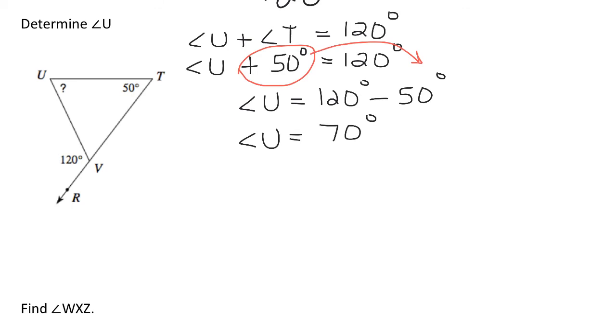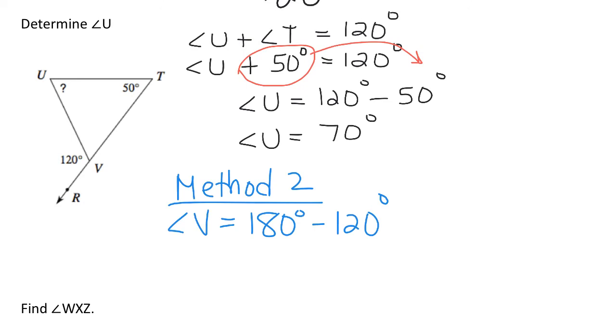So I can start by finding angle V by subtracting 120 from 180. So to find angle V, 180 minus 120 is going to be 60. So we can fill that in our picture.